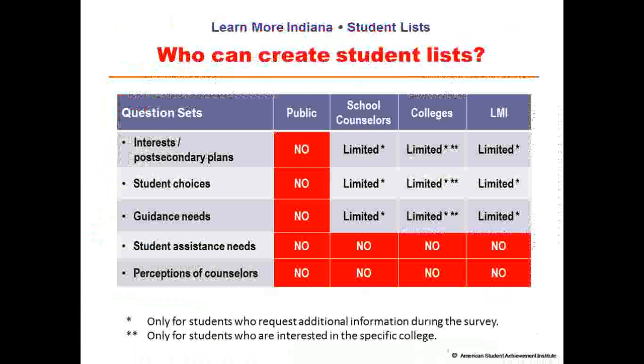So again, who can create student lists? The public can never get a student name. And colleges and Learn More can never get student names for student assistance questions or perception of the counselor questions. But for student choices and guidance needs and for student interests in post-secondary plans, you can get that in a limited way for students who ask for information, and for the colleges, students who not only ask for information but also say that they're interested in that college.